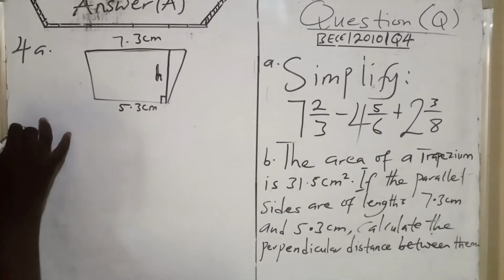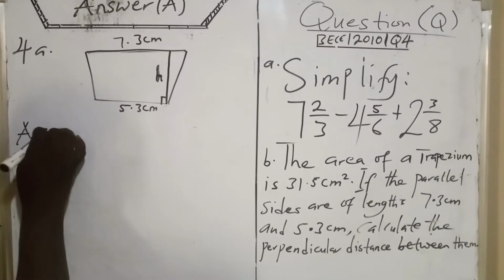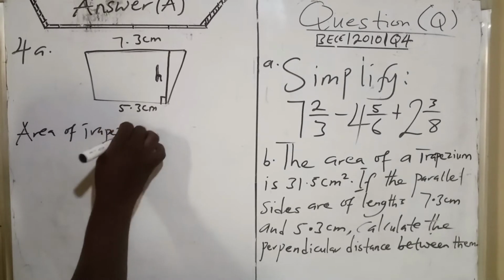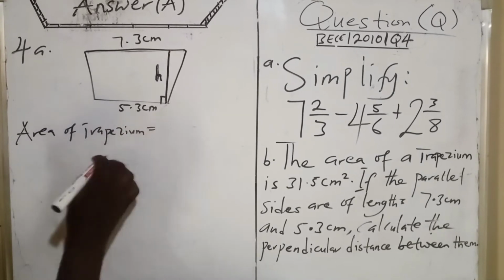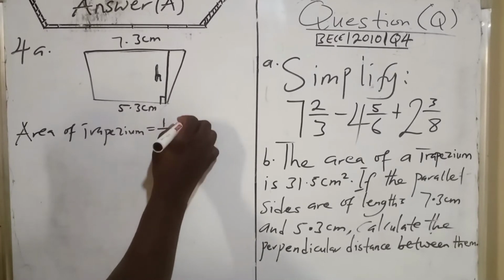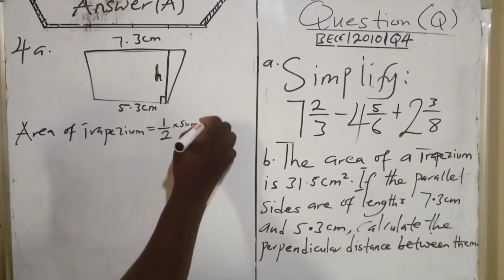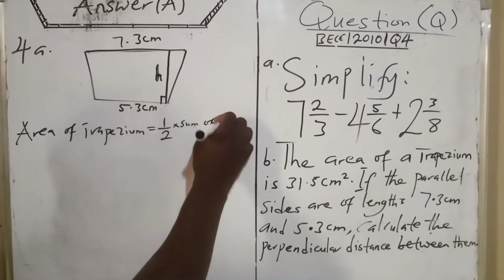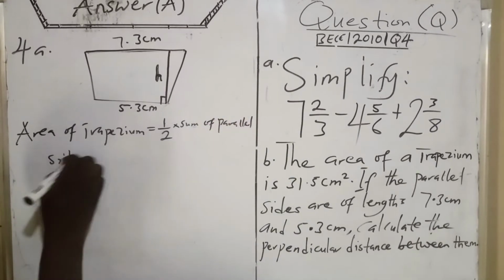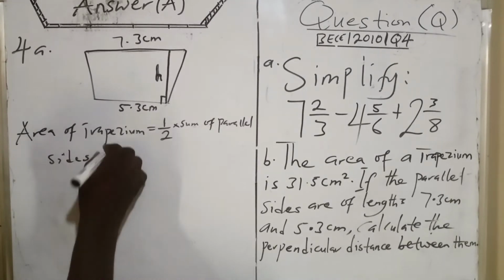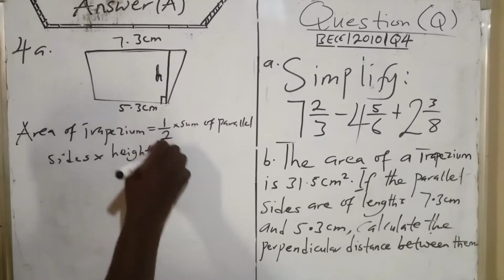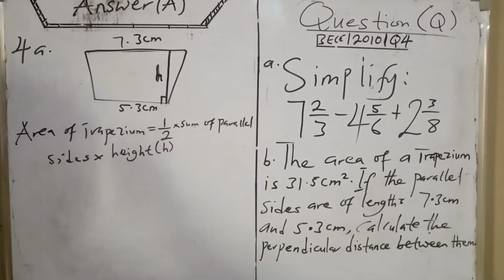We know that the area of a trapezium is equal to half times the sum of parallel sides, multiplied by the height of the trapezium. Here the height is h.